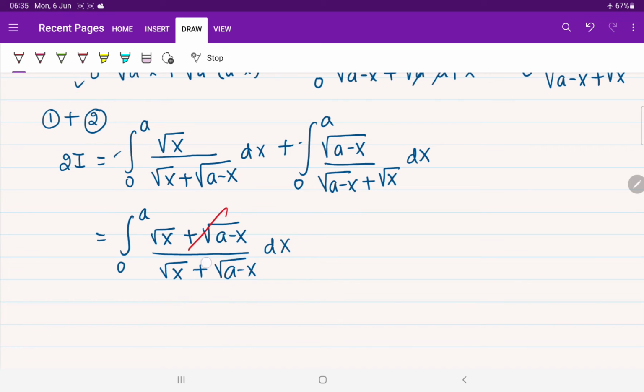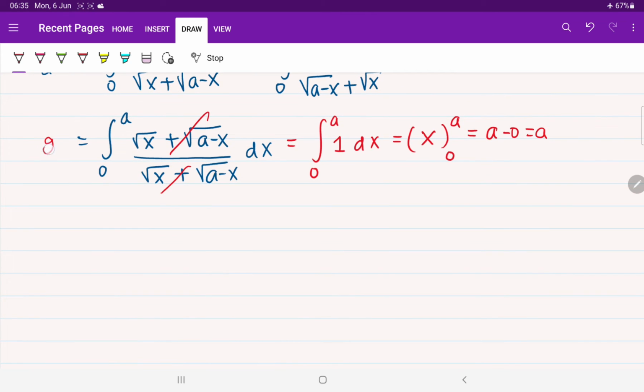The numerator and the denominator are getting cancelled, sir. So the resultant answer is 0 to a simply 1 into dx. Integration of 1 with respect to dx will give you x. Limits are going to be 0 to a. So upper limit is a minus lower limit is 0. Of course this will be equal to a only.